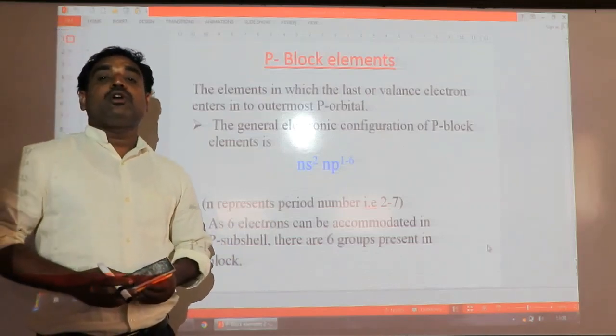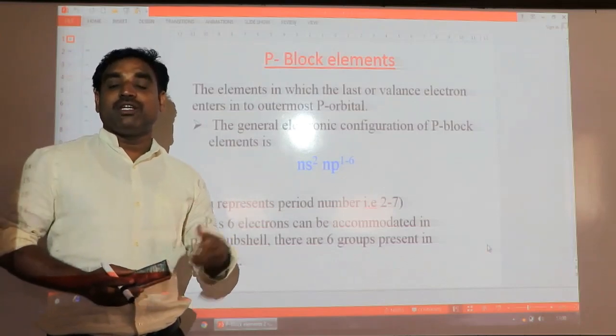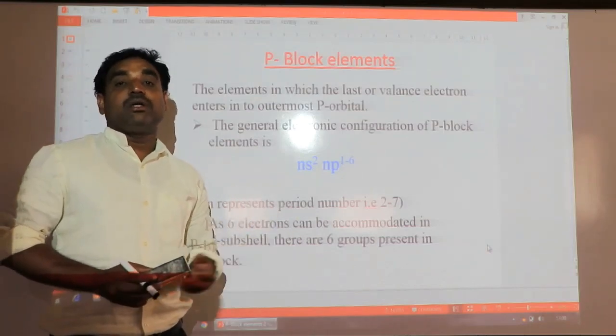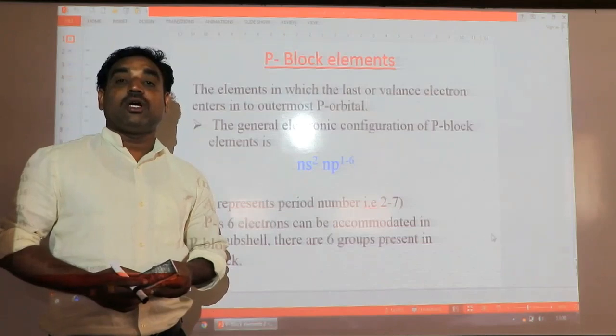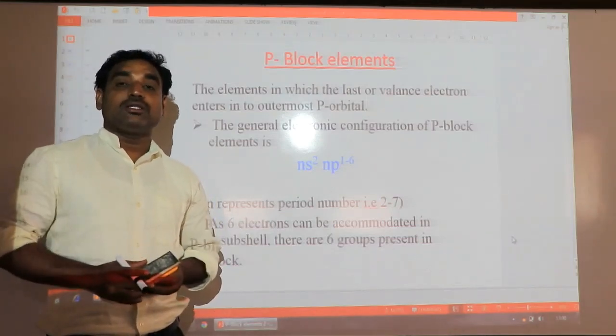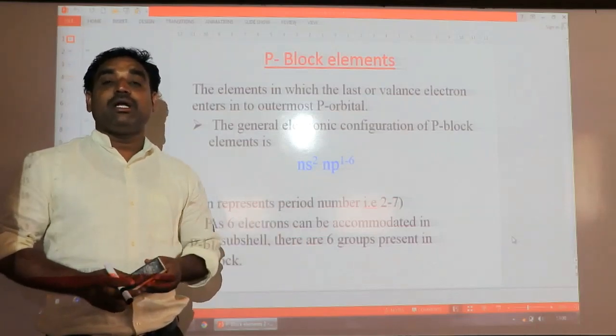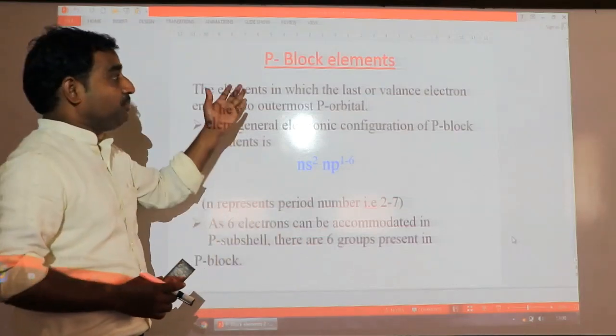So hope you know the meaning of P block element. The periodic properties we were discussing in the third chapter. There we were discussing how the periodic elements are classified into four blocks. Those are S, P, D, F. We completed the S block elements, and now we will discuss the P block elements.